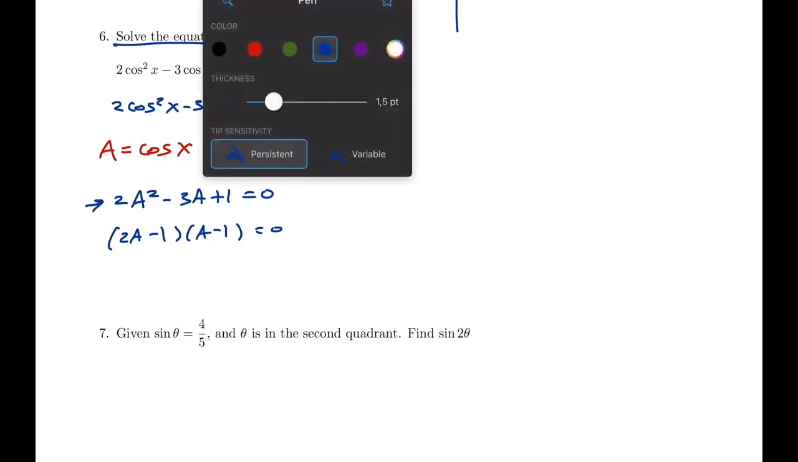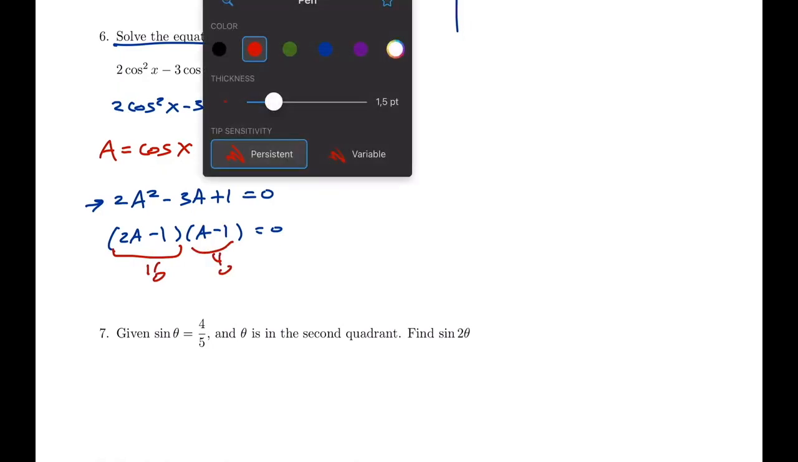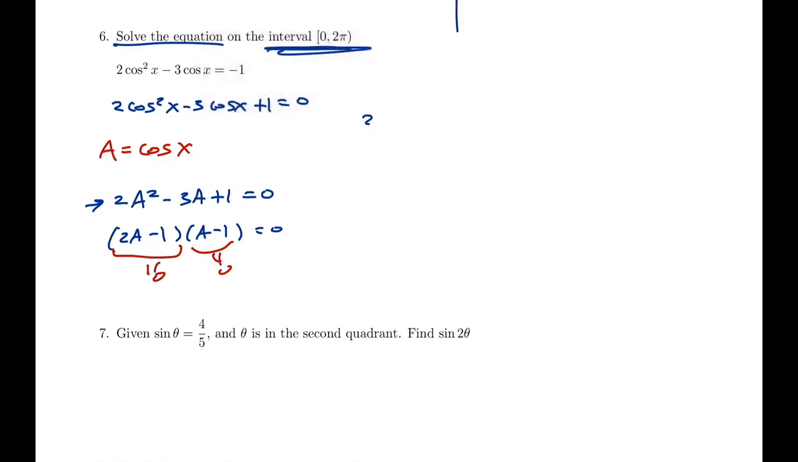So that means that either this has to equal 0 or this has to equal 0. So let me write that with more room here. Either 2a minus 1 has to equal 0 or a minus 1 has to equal 0. But a is cosine. But actually, we can solve for a first. a has to be one half. Here a has to be 1. But a is cosine. So now we can set it up using trig. Again, cosine x equals one half and cosine x equals 1.